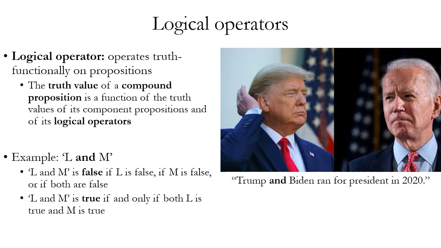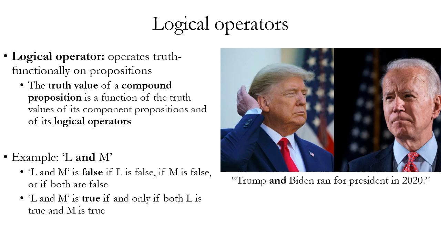Let's look at the concept of logical operator more carefully. A logical operator is something that operates truth functionally on propositions. What this means is that for a compound proposition with a logical operator, to determine the truth value of that proposition, you can look at it as a function of the truth values of its individual component propositions and its logical operators. Here's a more concrete example of that.